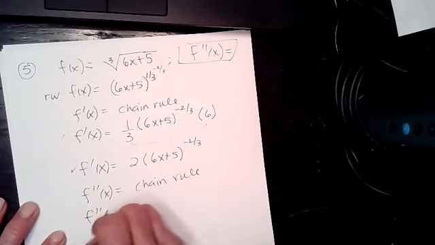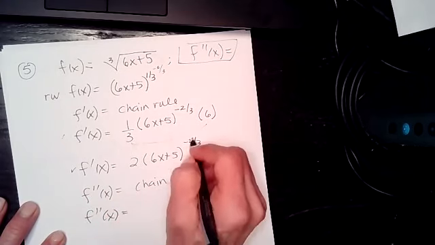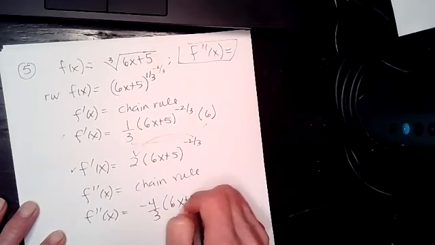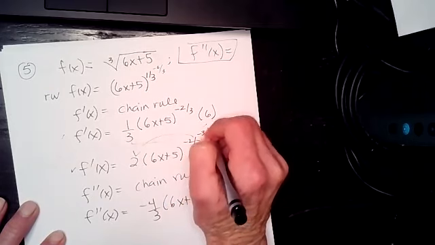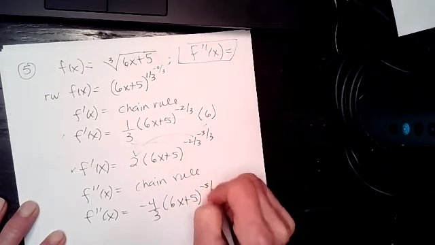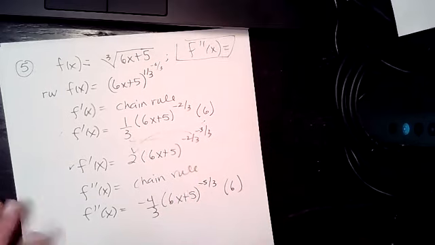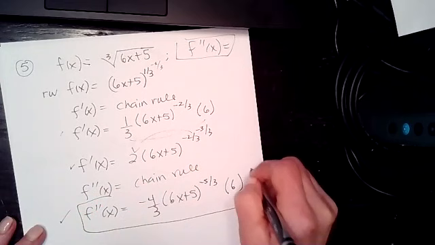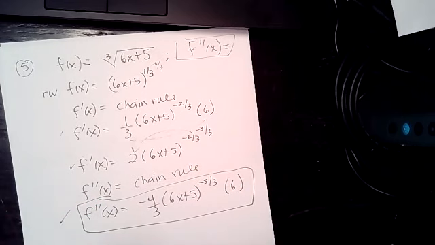So f double prime of x is negative 2/3 times 2, which is negative 4/3, times the inside, minus 1, times the derivative of the inside. And you can leave it just like that. There's no sense in simplifying it. The more you simplify, the more mistakes you can make.